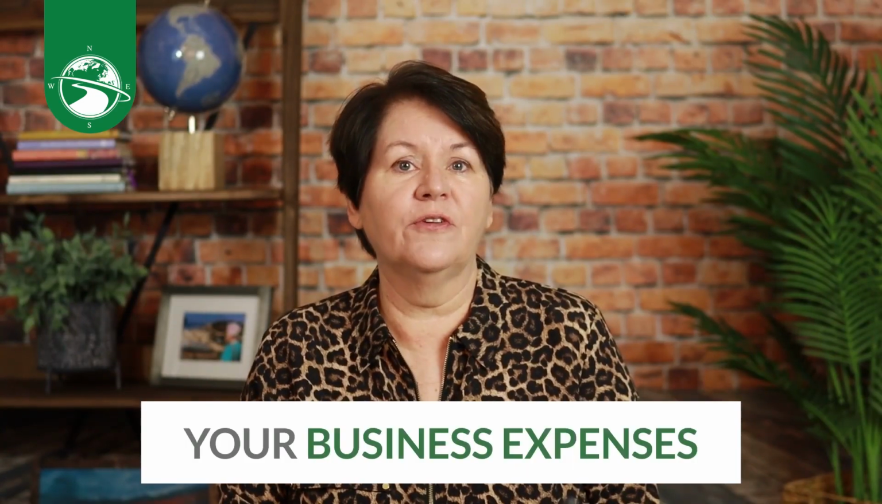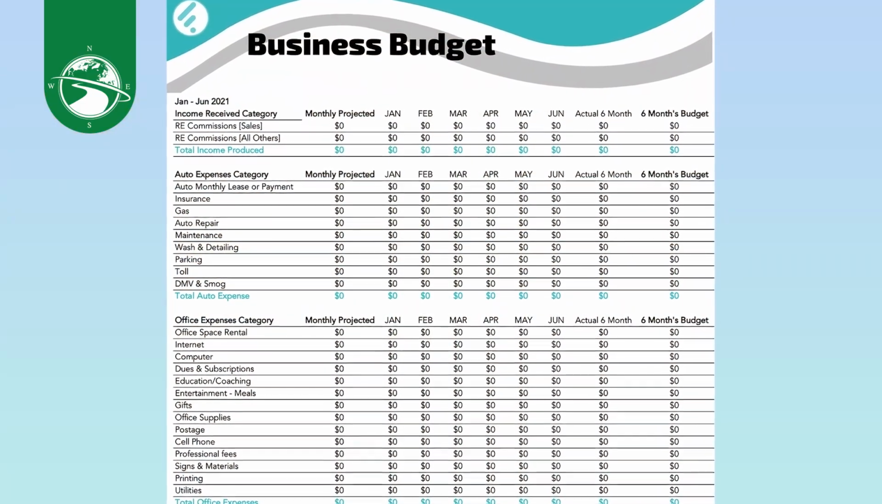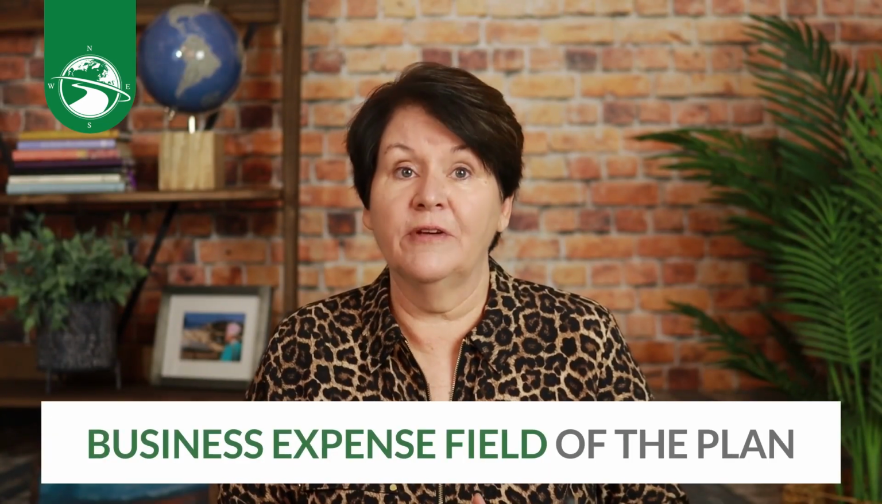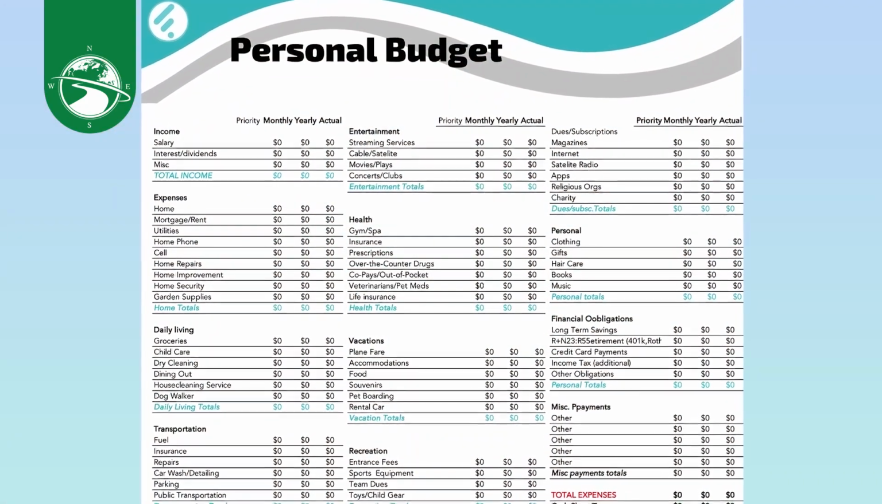So let's talk about your business expenses. In the overview and download section, you'll find a business budget Excel sheet with all the common categories for a real estate agent. So use this to estimate if you're a new licensee, or if you've been in the business for a while, get your actual expenses for the previous year. That total is going to go into the business expense field of the plan. Do the same thing with the personal home budget. That's another spreadsheet we have for you in the downloads.